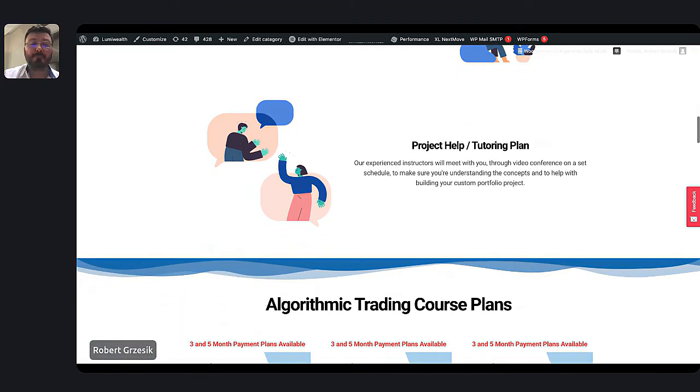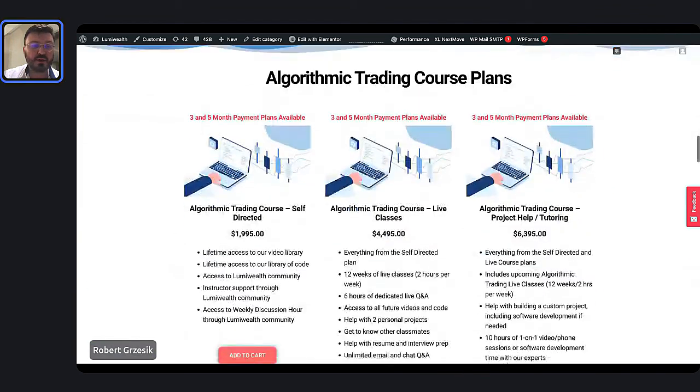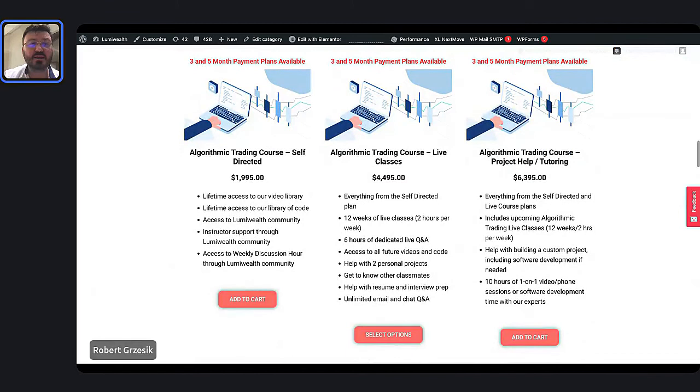Right. Cool. Okay, so here are three different course plans, right? So as I mentioned, our self-directed plan comes with lifetime access to our video library, lifetime access to our library of code, access to our community, right? You get support through the Lumi Wealth community. You also get these live calls as well.